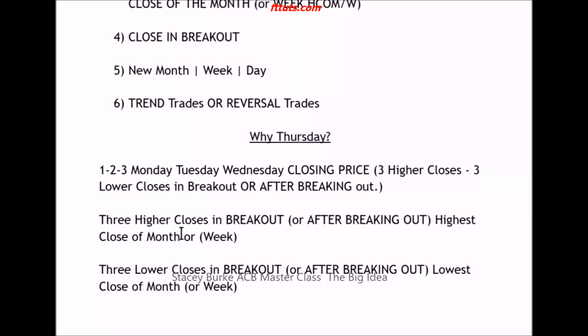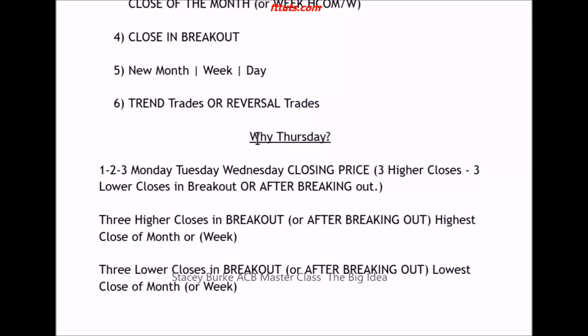Now they don't have to be successive closes in breakout. We can have a market breakout, 1, 2, 3, be 3 higher closes against a down moving market, or we can have a market closing in breakout at the extreme of a month, or 3 lower closes in breakout after breaking out. So we'll go through some examples of that.